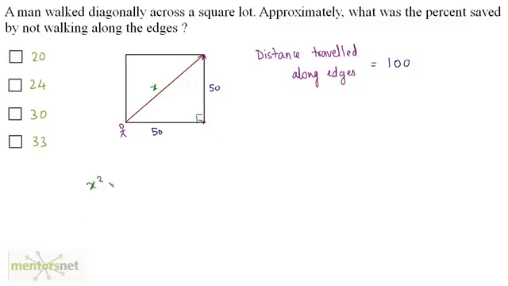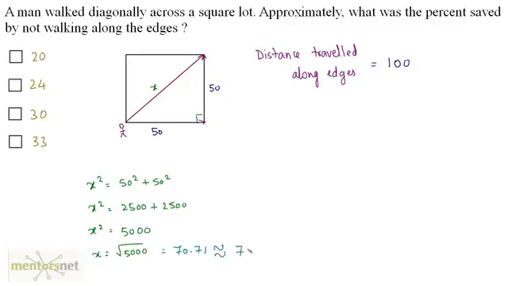So we have x square equals 50 square plus 50 square. Therefore x square equals 2500 plus 2500, which equals 5000. So x equals under root of 5000, and this will be equal to 70.71 if you solve it. Now you can write 70.71 as approximately 70.